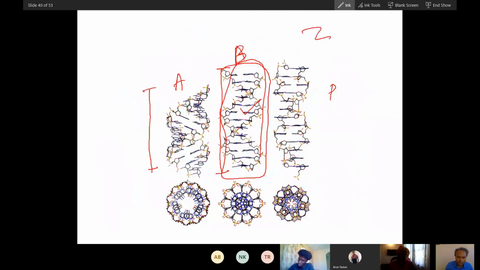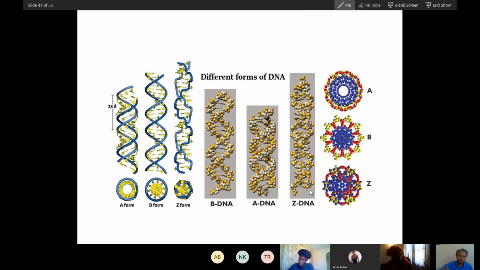So you can see the width is more here, then a little bit less, and again less. So the width decreases and the height increases. Here you can also see the width is highest in the A form, then the width decreases and the height increases. You can see the zigzag form.